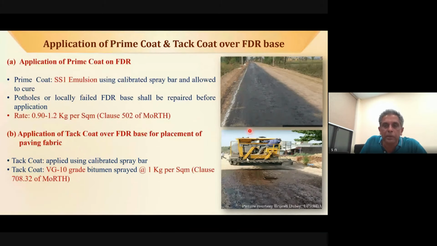Now, on top of the priming coat, you have to apply a tack coat, which can be done by using a spray bar, and typically VG10 grade bitumen is used as a tack coat, and the application rate is around 1 kilogram per square meter, again based on specifications.